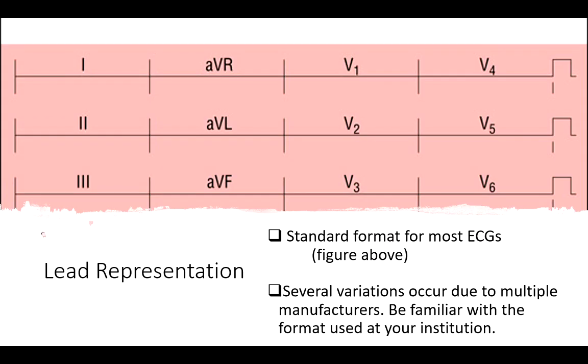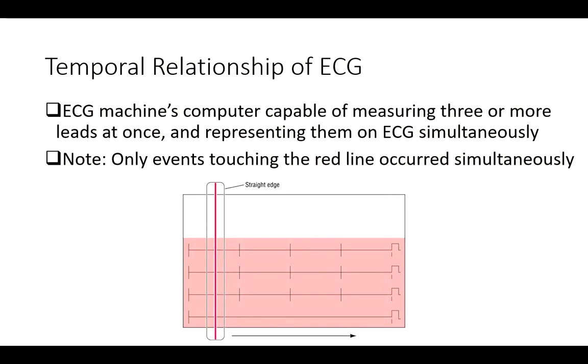If you're specifically looking at a different part of the heart and you want to look at all those side by side, certain manufacturers will allow you to do that. So when we look at this ECG, the ECG machine's computer is capable of measuring 3 or more leads at once. Typically, again, I mentioned this was a 3-second block of time. In this example, we would have lead 1, 2, and 3, as well as a continuous lead strip.